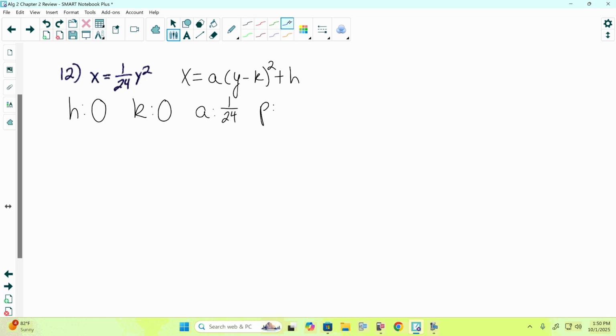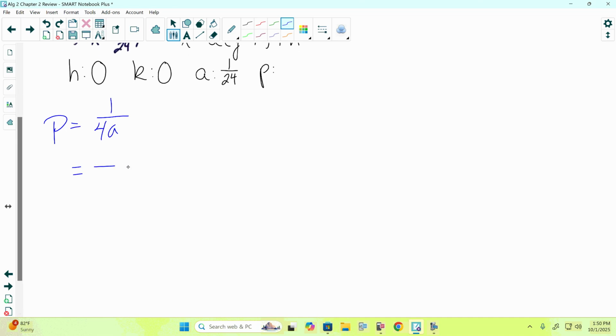Now to find p, p is equal to 1 over 4a. So for us here, it'd be 1 over 4 times 1/24. And again, at this point, I would just take this and plug it into the calculator. 1 over 4 times 1/24 will be 6. So the value of p in this case is 6.